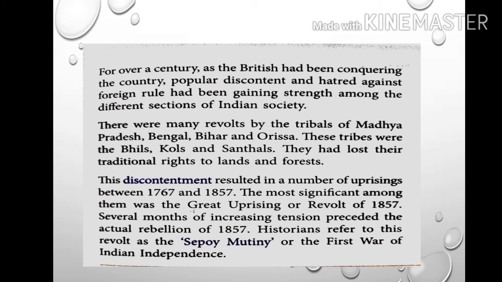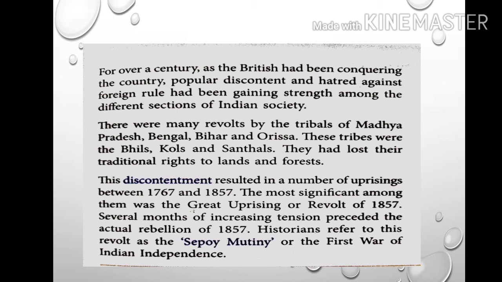So there were many revolts by the tribals of Madhya Pradesh, Bengal, Bihar, and Odisha. These tribes were Bhils, Kols, and Santhal. They had lost their traditional rights to lands and forests. So, as British people were controlling the land, native people lost their control over their own resources. So, they started hating foreign people. This discontentment resulted in a number of uprisings between 1767 and 1857. And among all these uprisings, the most important was the revolt of 1857.